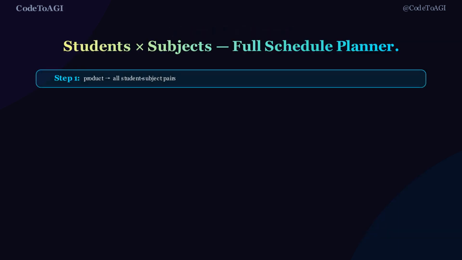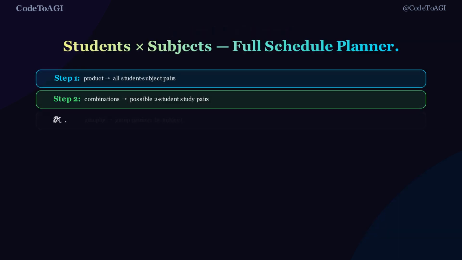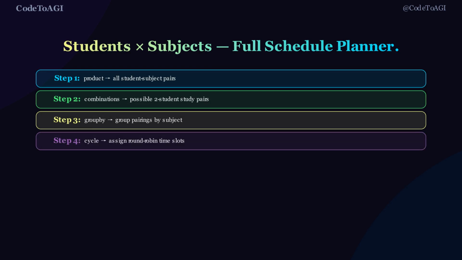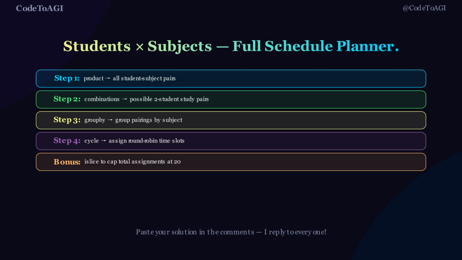Your challenge. You have a list of students and subjects. Step 1, use product to generate all student-subject pairs. Step 2, use combinations for study group options. Step 3, use groupby to group by subject. Bonus, use cycle to assign round-robin study slots.